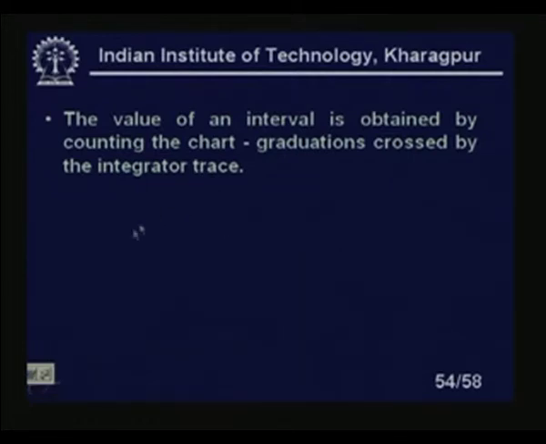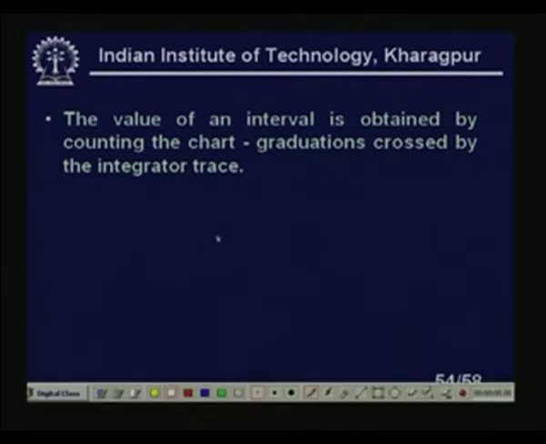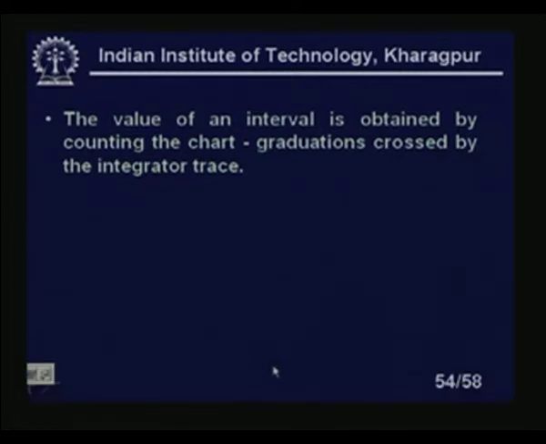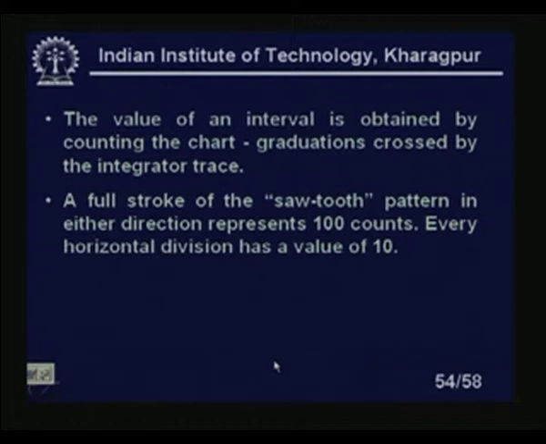So, it will be graduation crossed by the integrator trace. Okay. So, the interval is obtained by counting the chart like this one. A full stroke of the sawtooth pattern in either direction represents 100 counts, and every horizontal division has a value of 10.